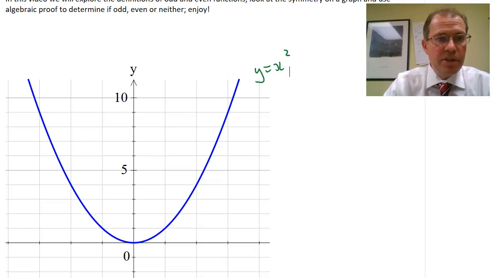Hi there, I'm Graham Lewis, and in this video we're going to look at odd and even functions, we're going to look at the symmetry, do some examples and prove algebraically whether a function is odd, even or neither.